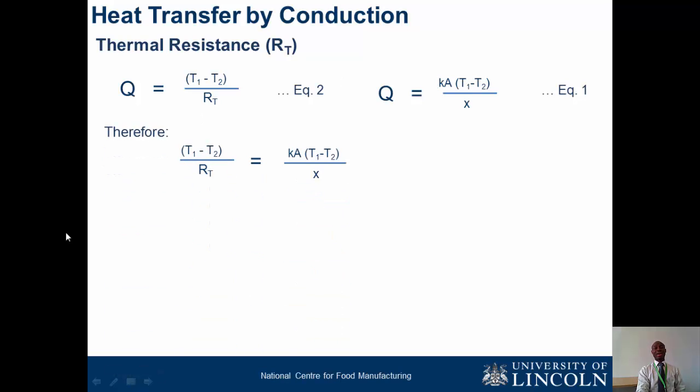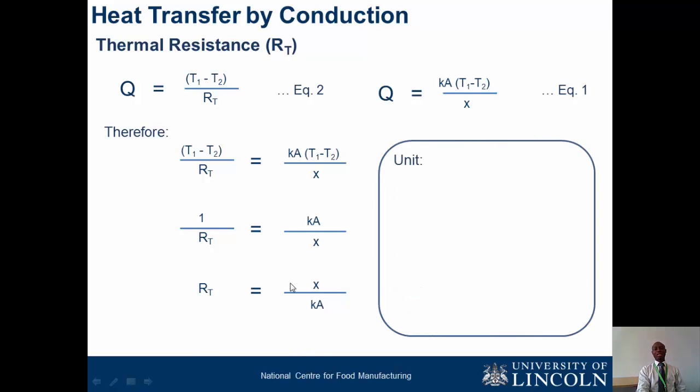So we can say that T1 minus T2 over RT from equation 2 equals KA times T1 minus T2 over S from equation 1. Now we can see that T1 minus T2 is common to both sides, so they cancel out. So we have 1 over RT equals KA over X. So our RT will be X over KA. Now how do I get this? From here, if you cross multiply, you have RT times KA equals X. When you divide both sides by KA, KA cancels KA on this side, and KA goes to the other side of the equation as the denominator.